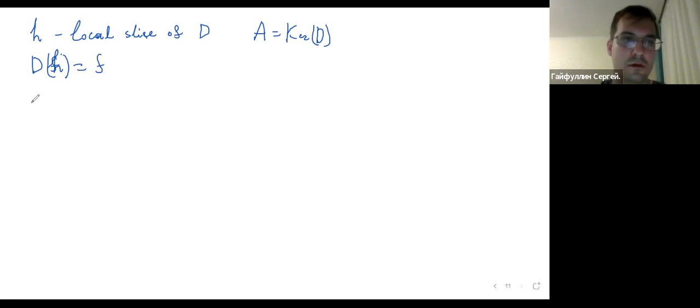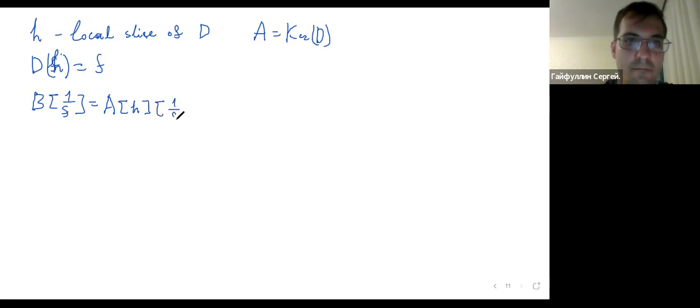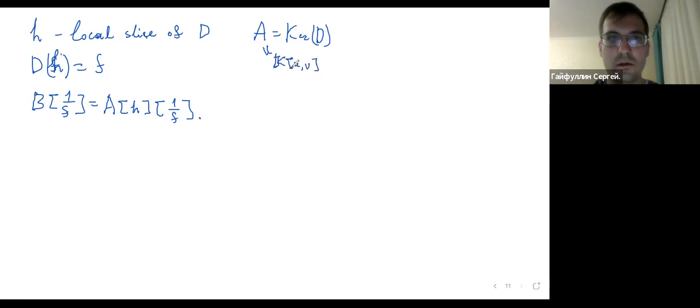Then a well-known theorem says that the localization of B by F is equal to the localization of A[H] by F. So since A is a polynomial ring in 2 variables, it is K[U,V]. We can obtain a new subalgebra C, which is equal to A[H], which is a subalgebra of B.